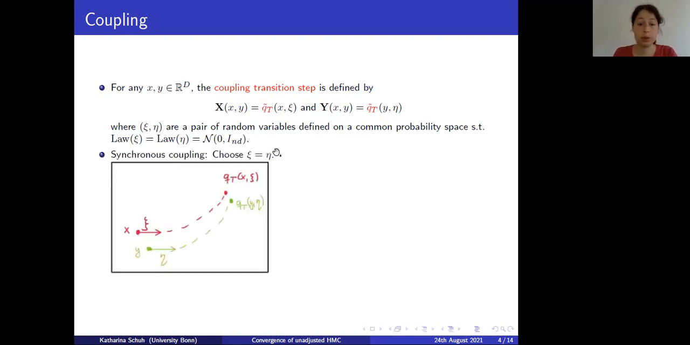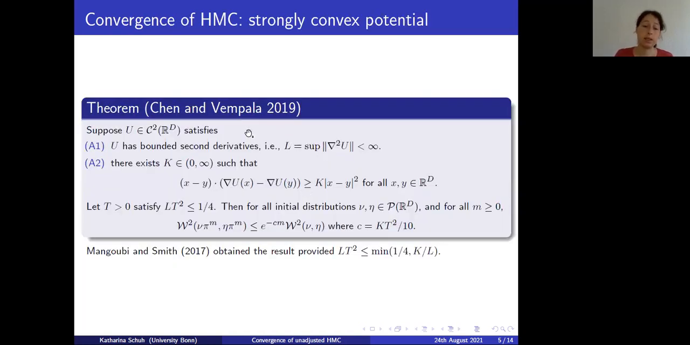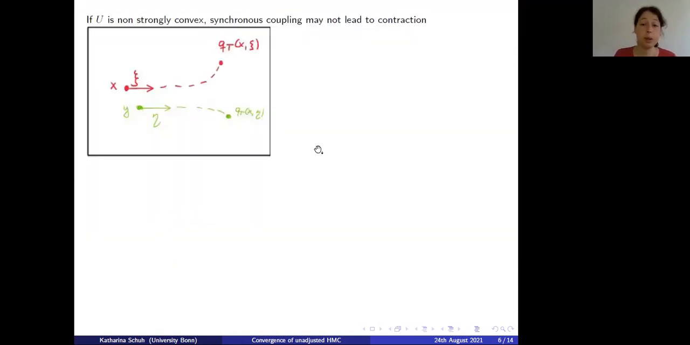Perhaps the easiest way is to take xi equals eta, and then to hope that if we run one step of HMC, the two positions become closer. And this is actually the case in certain situations, as Chen and Vempala have shown. Provided U is strongly convex, which is encoded in this condition, and they also assumed that U has bounded second derivatives, they showed that we have contraction in Wasserstein-2 distance, provided T is sufficiently small, which makes sense if you think of this picture with the level set on the phase space. Since we don't want to end up in the same position after one step, it makes sense to have some condition on time T.